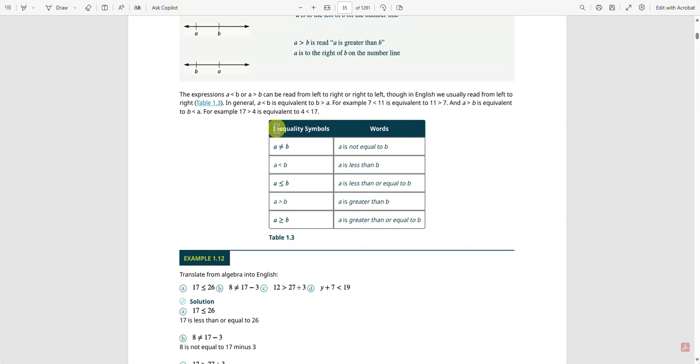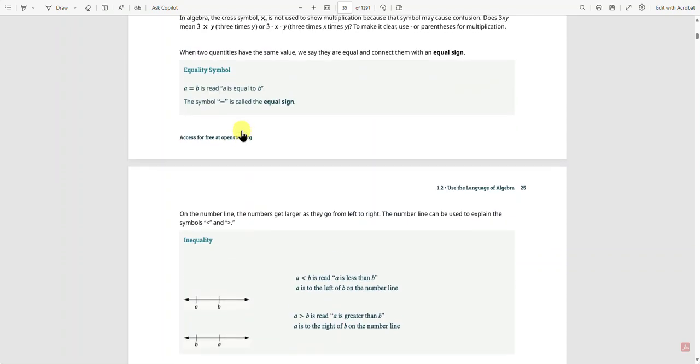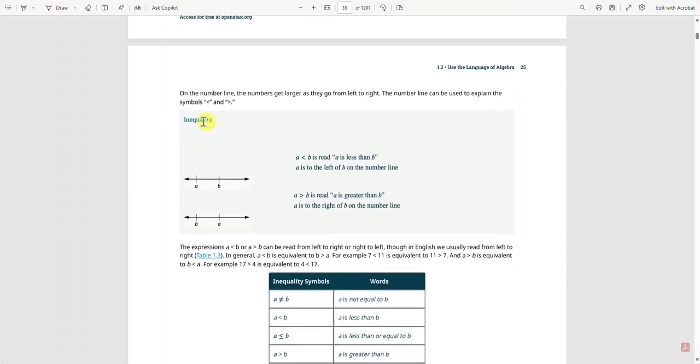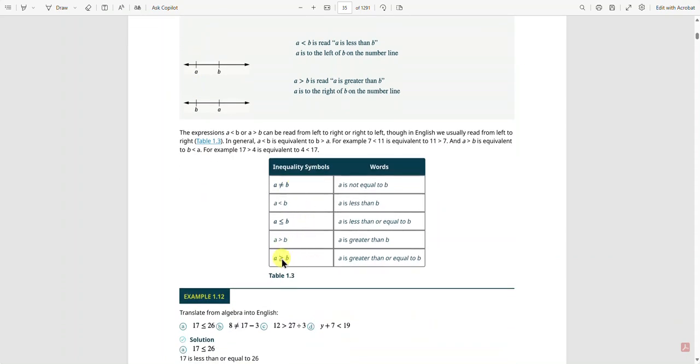And these are called inequality symbols because up here we learned about the equality symbol when things are equal. But here we're learning about the inequality symbols when quantities are not equal. And we express their relationship in a number of different ways, and it's summarized in this table here. If two quantities are not equal, we can simply say A is not equal to B. We make an equal sign and put a slash through it. We may not know what A or B are, but we know that they are not equal to one another.